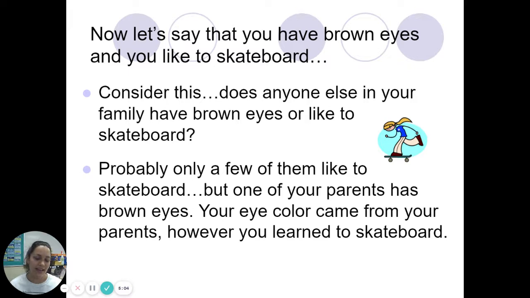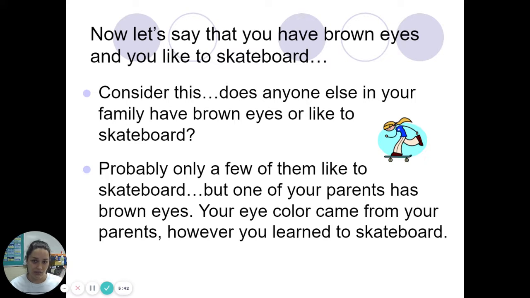So let's say that you have brown eyes and you like to skateboard. Well, consider this. Does anyone else in your family have brown eyes or like to skateboard? Well, probably only a few people may like to skateboard, but one of your parents has brown eyes. Your eye color came from your parents, but skateboarding is something that you learned. Not everyone is born just knowing how to skateboard. I wish that would be pretty cool, but no, unfortunately, that is not something we're just born with, okay? That is something that we learn.